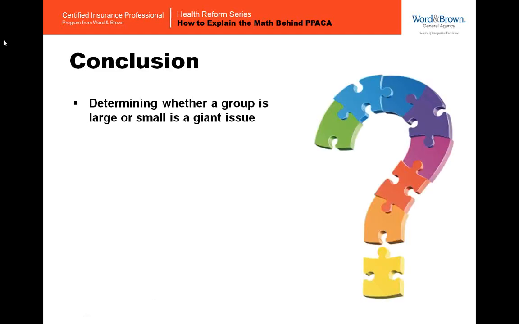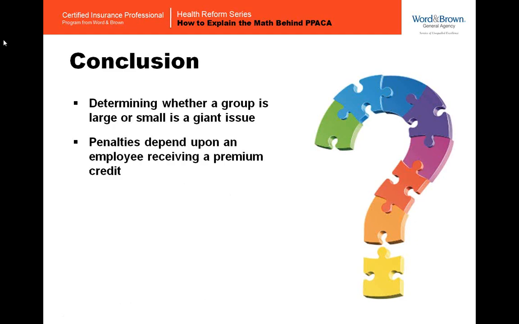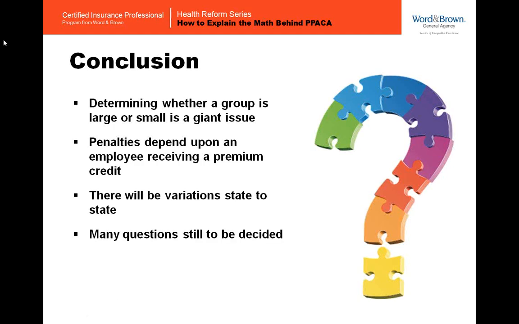Well, if you think about it, there's a couple of things that lead us directly into our next seminar. First, of course, you're going to have to decide whether a group is small or large, and you're going to have to advise an employer about that very issue. The penalties are going to depend upon whether the employee is receiving a premium credit or not receiving a premium credit, or even whether he goes to the exchange or not. And there's obviously going to be variations from state to state. There's still a lot of questions to be decided and regulations to come out, so we'll have to continue looking at this math at a later date. But the questions you should probably most ask yourself in preparation for the next and last of our four seminars is this.